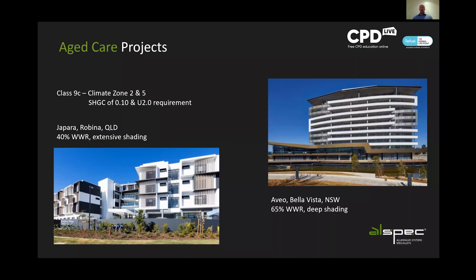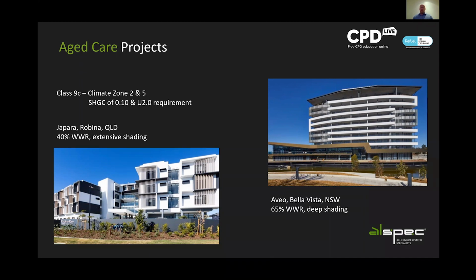Then we'll look at aged care projects. Now, these aged care projects are both in northern states, in Sydney and Queensland, so they've not got the very low U value requirements. But the one in Queensland, the Japara job, has a relatively low window to wall ratio at 40%, a lot of shading. You could meet the requirements with that sort of building without necessarily redesigning. You could increase the thermal performance of the frames and the glass, and you should be relatively okay.